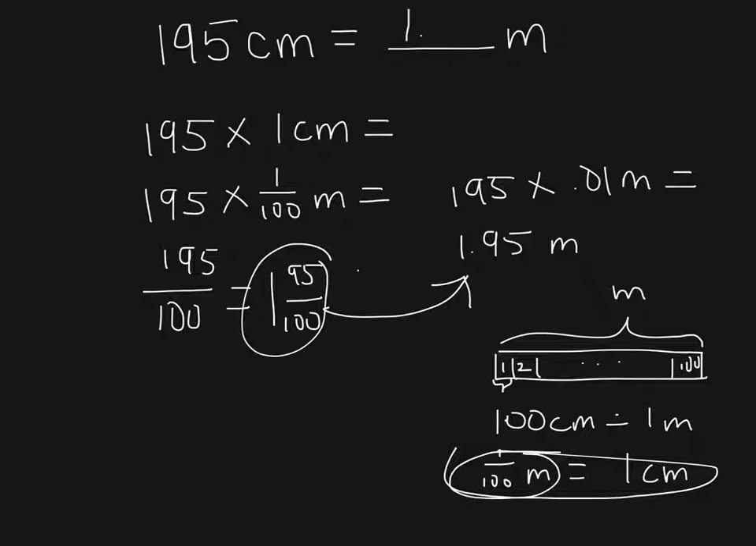But since I did, I'm going to write it as a decimal fraction up in my answer, 1 95 hundredths meters. 195 centimeters is the same as 1 whole meter and 95 hundredths of a meter.